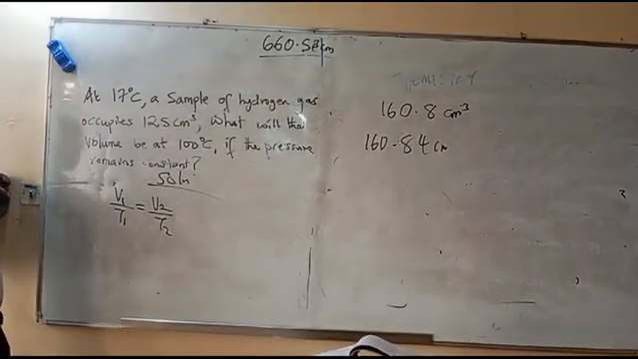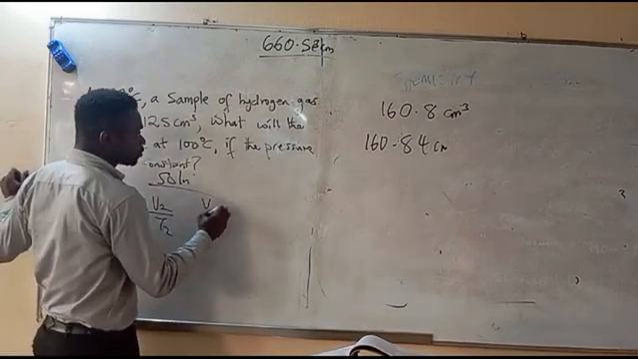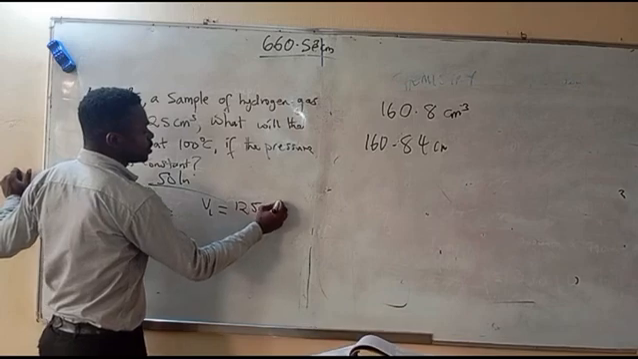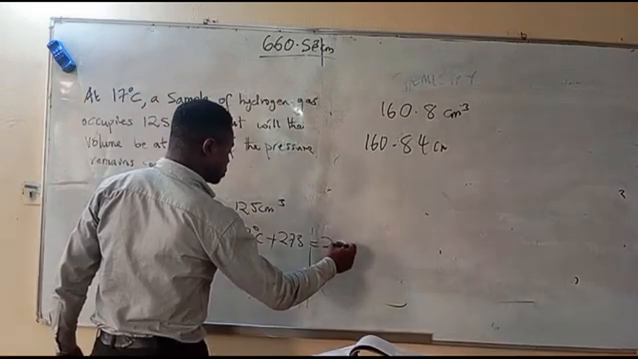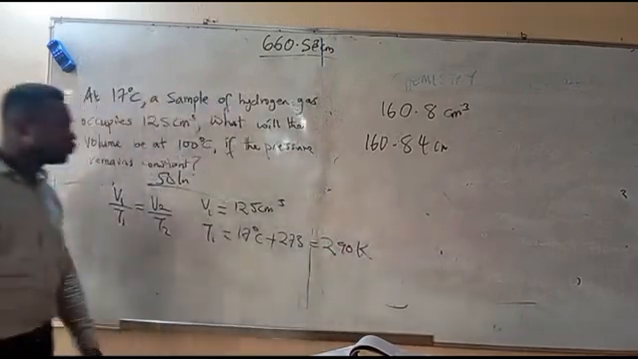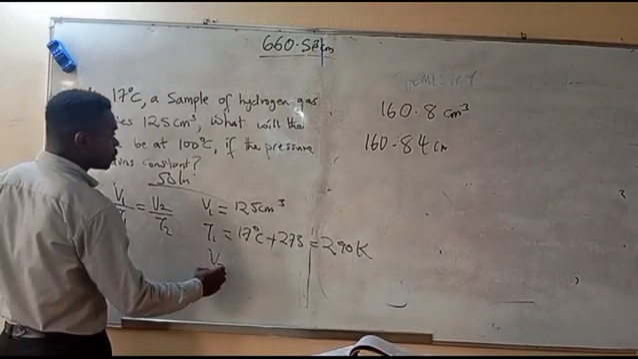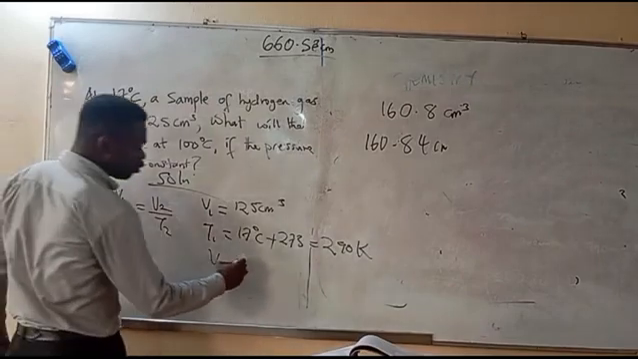So, from the question now, we have our V1 to be what? 125 what? cm3. Our T1 is what? 290, right? We have 290 Kelvin. Then V2 is what we're looking for, right? You don't know it. It's equal to question mark.